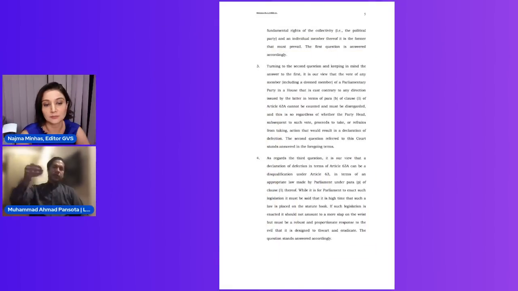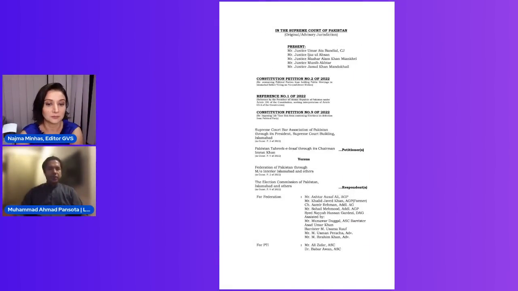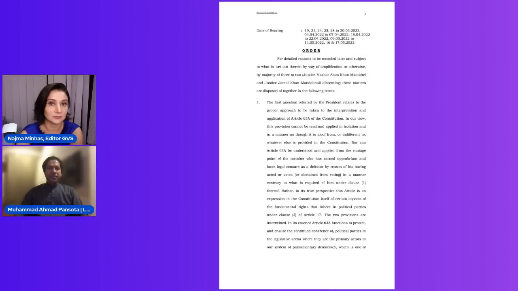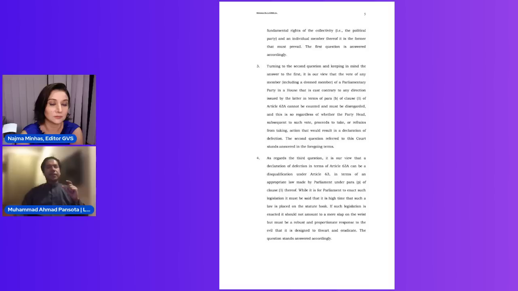You see, first of all, the question that the Supreme Court had to consider was the very applicability of Article 63A of the Constitution of Pakistan. So, in the short order that we've seen, I would like to answer question number 1 and 2 together. Why? Because first of all, the importance of 63A has been discussed, and the Honorable Supreme Court, with of course a split decision of 3-2, has announced that Article 63A cannot be read in isolation.